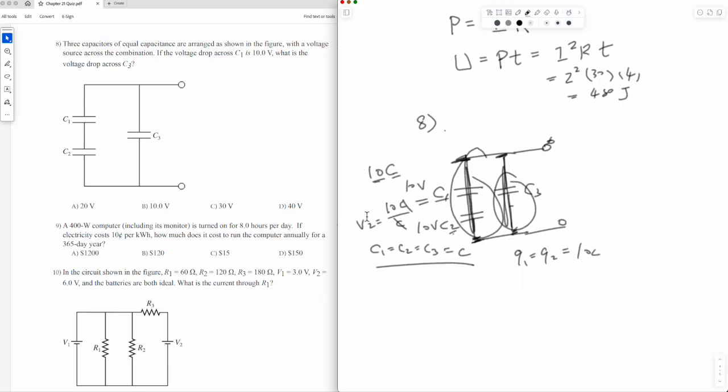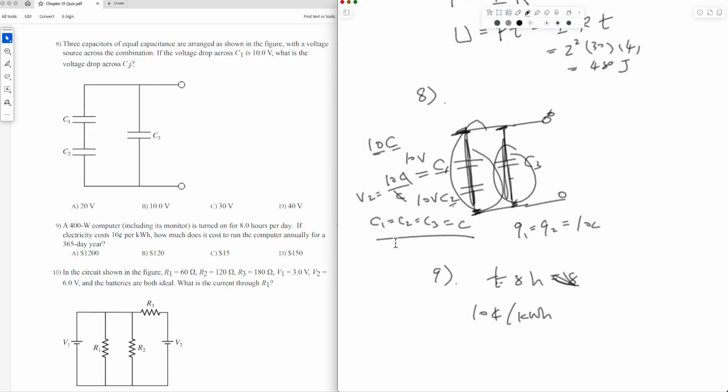Number 9. A 400 watt computer, including its monitor, is turned on for 8 hours, so T equals 8 hours. I'd like to use hours for the time being. If electricity costs 10 cents per kilowatt hour, how much does it cost to run the computer annually for 365 days? Oh, that's a lot. We know the power here is 400 watt.